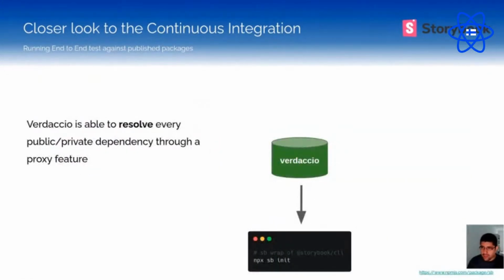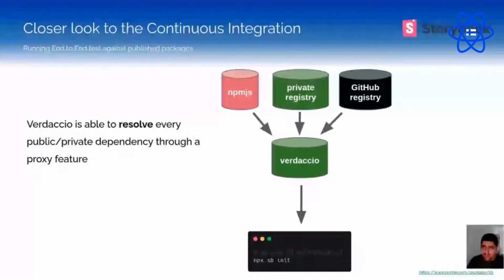But Storybook does not only install its own dependencies, it also serves some from an external registry: Webpack, React, whatever is needed to build the application. And where do these things come from? Actually, Verdaccio is able to resolve every public or private dependency through a proxy feature, which is named uplinks. It does this by default for npm.js, but you can modify the setup and fetch from a private registry if you have some dependencies somewhere else in your company, or from the GitHub registry if you're using something from there.